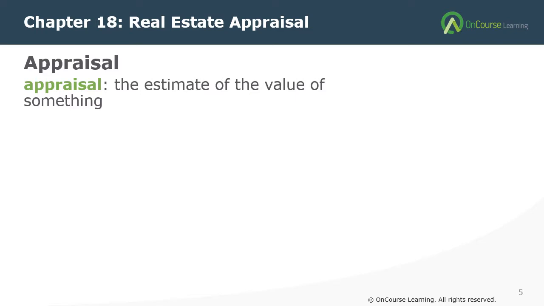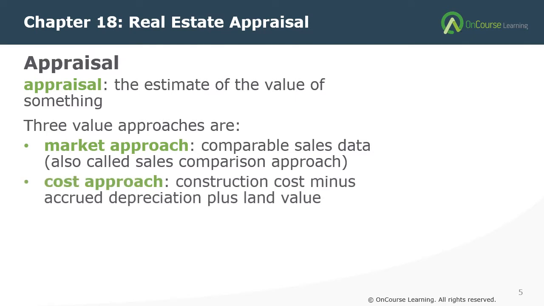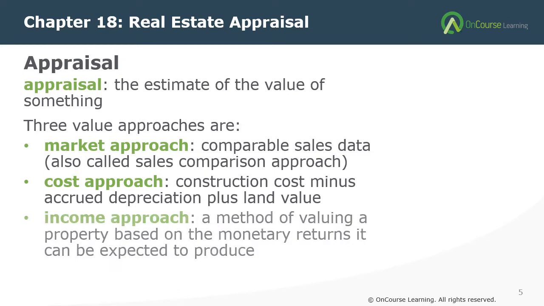In real estate, we have three approaches that we use to estimate value. The first is the market approach, also known as the sales comparison approach, which hinges on using comparable sales to our subject property. The cost approach is equal to the following equation. We take the construction cost new of the improvement, subtract out accrued depreciation, and then add in the land value. And the income approach is a method of valuing a property based on the monetary returns it can be expected to produce.